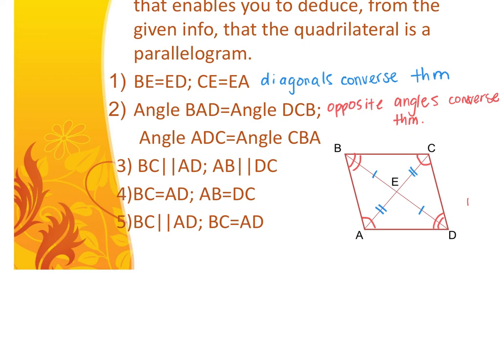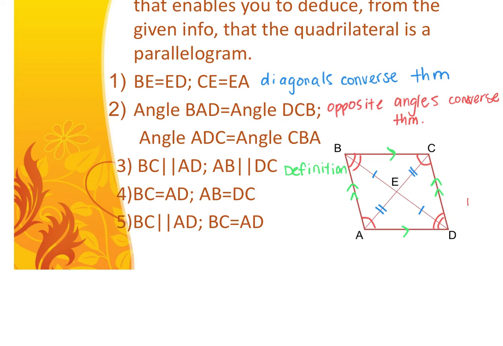Guys, I'll try to answer all questions at the very end. BC is parallel to AD, and AB is parallel to DC. Very good. This is just the definition of a parallelogram. The definition of a parallelogram says that it needs to have two pairs of parallel sides. So that's just the definition.